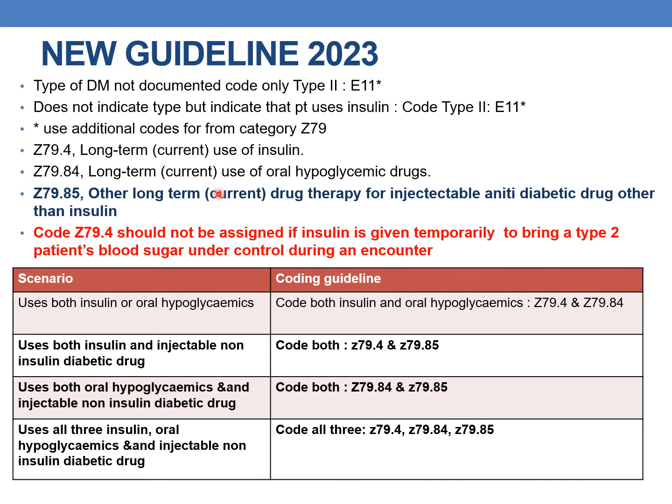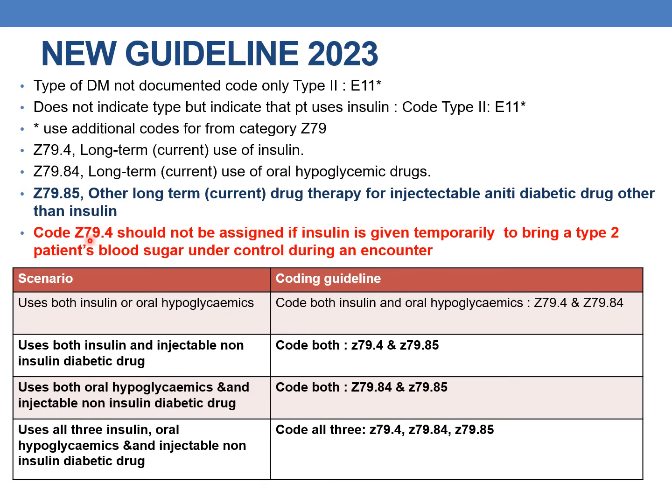Z79.84 for long-term and current use of oral hypoglycemic drugs, and this year there is a new addition, Z79.85 for other long-term drug therapy for injectable anti-diabetic drug other than insulin. For the use of injectable anti-diabetic drug other than insulin, you need to assign Z79.85. This is a new addition, that is a new guideline for 2023.